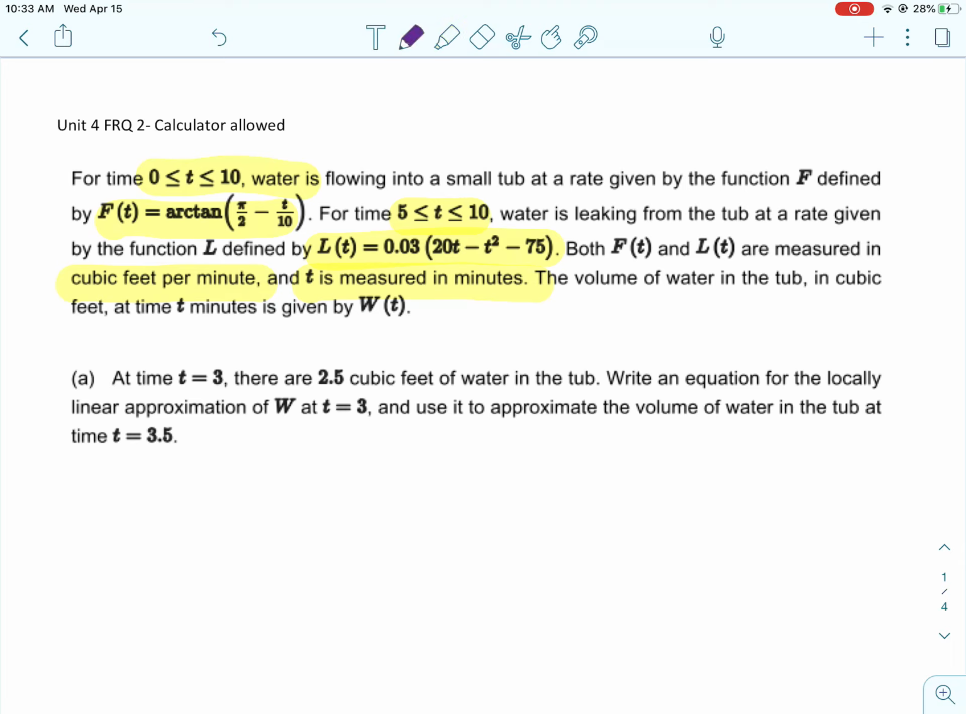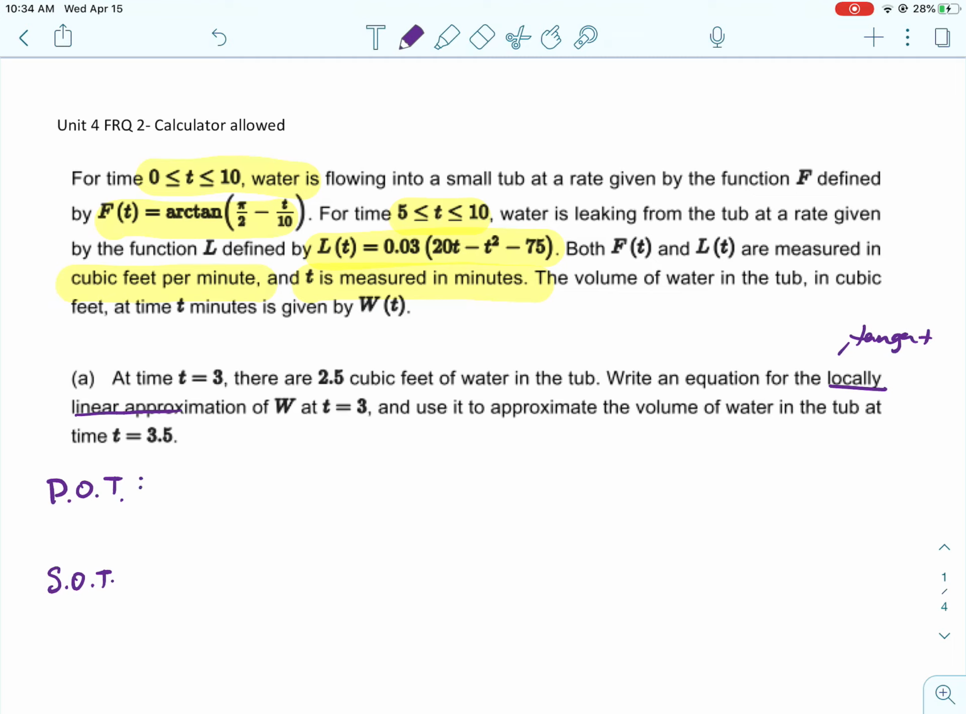And t is measured in minutes. One more function we have to work with is W, the volume of water in the tub at any given time t between 0 and 10 minutes. All right, so for A, at time t equals 3, there are 2.5 cubic feet of water in the tub. Write an equation for the locally linear approximation of W at t equals 3, and then we're going to use it to approximate the volume of water in the tub.